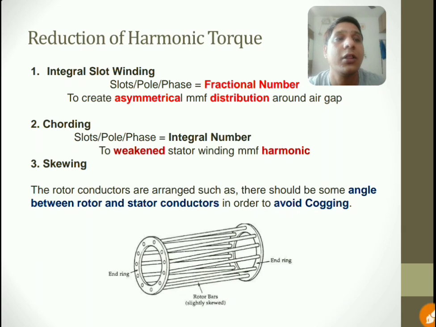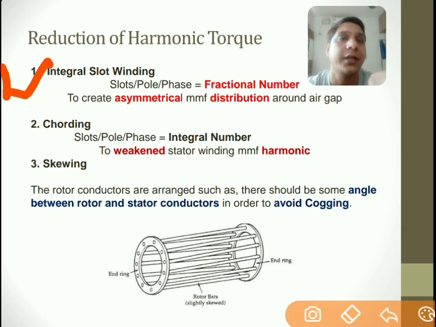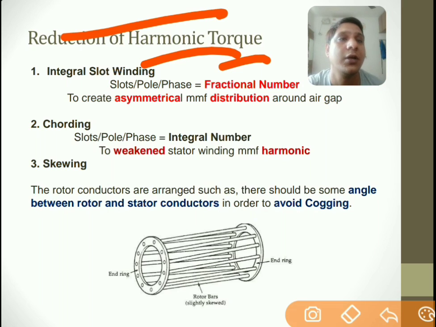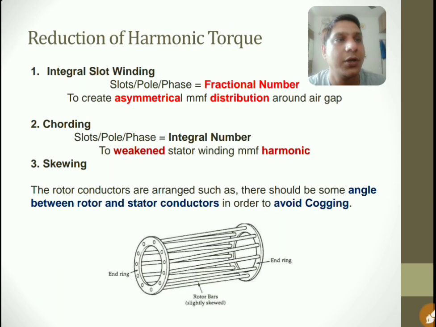By doing all these three things we have discussed, we are trying to reduce the harmonic torque. So harmonic torque can be reduced by three methods, those mentioned here. Method number one is integral slot winding, the other is cogging, and the third one is skewing. If we do these things while designing the motor, the harmonic torque will be reduced.